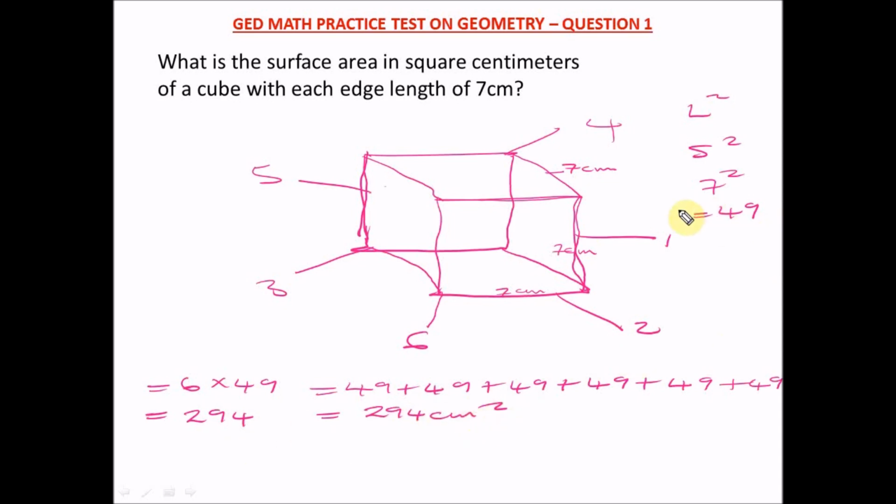Centimeter what? Square. And where did the square come from? It came from here, where we said 7 square, which is 7 centimeter times 7 centimeter. Is that not it? And when you have a centimeter multiplying a centimeter, you're going to have a centimeter square. So our answer is 294 centimeter square. So this is the answer for this particular question.